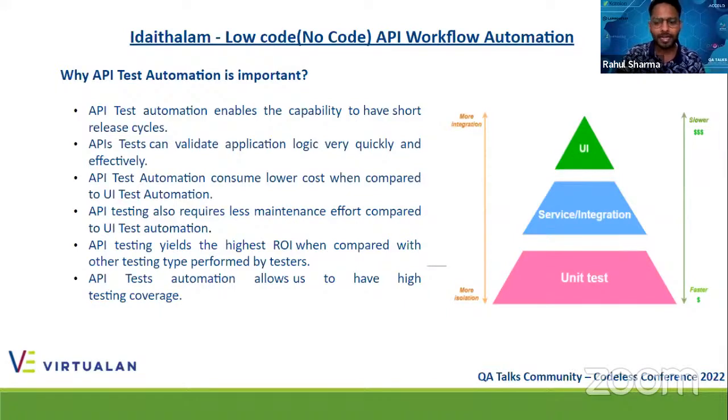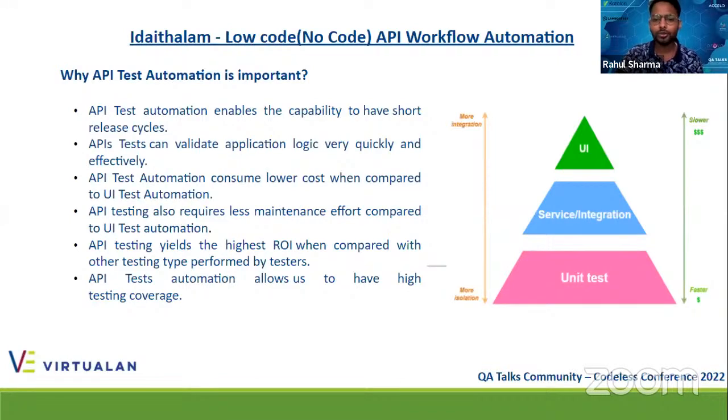So why is API testing important? Because it validates the business logic behind your application, right? There is no interface, but all the business logic is in your APIs, and the UI is interacting with your APIs. So API test automation is very important because it quickly validates and verifies all the functionalities behind your application.